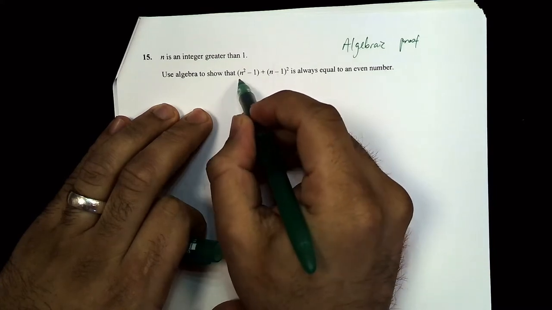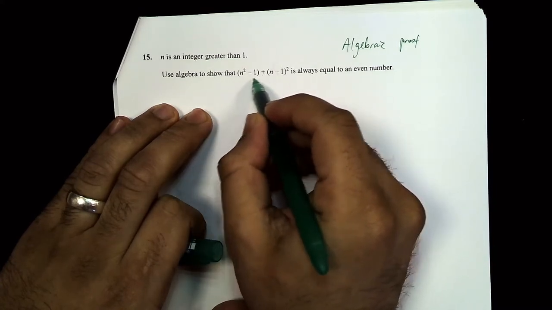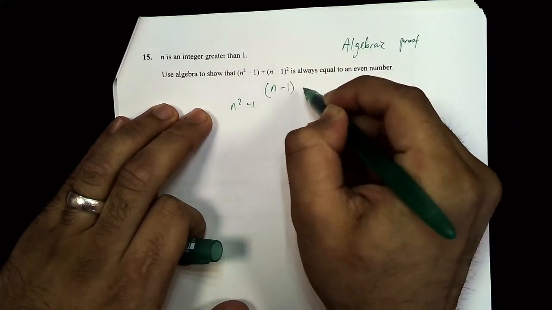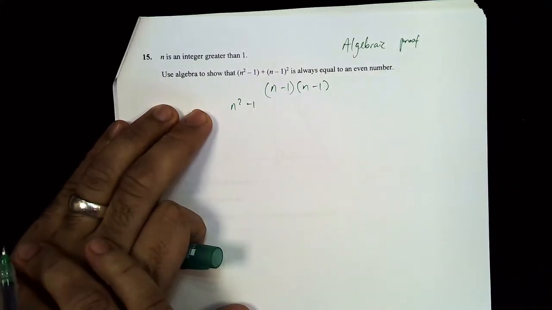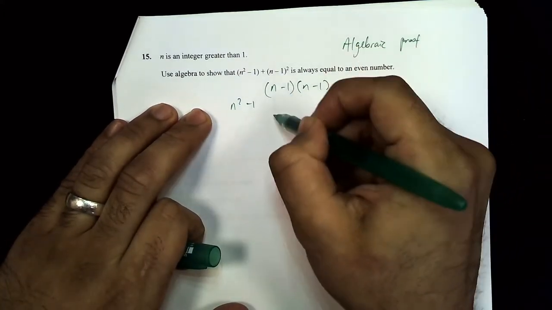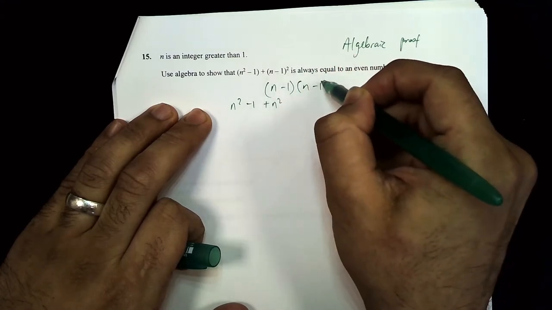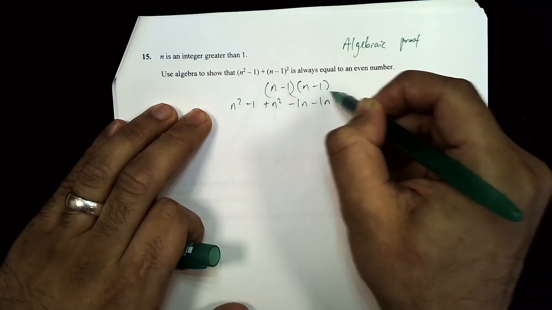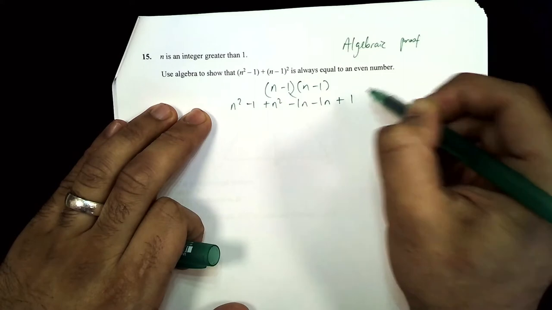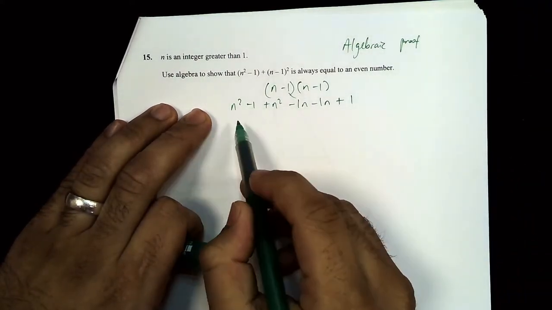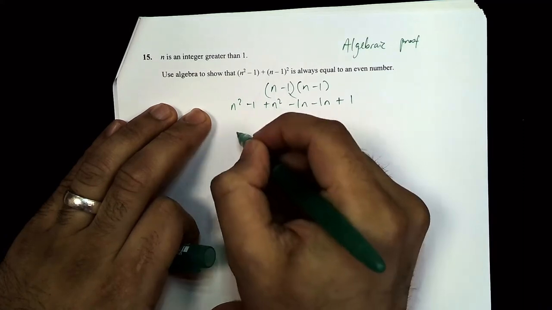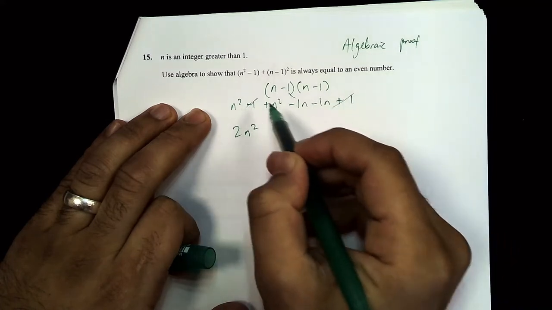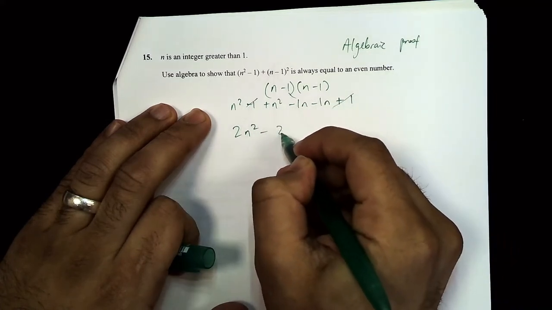work this out. n squared minus 1, well, that is already as it is, n squared minus 1. Now, n minus 1 squared, that is this. When you square a bracket, you're multiplying the bracket by itself. So n times n, that's n squared. n times minus 1, that's minus 1n. Minus 1 times n, that's minus another 1n. And minus 1 times minus 1, that's plus 1. So collect all of this together. You've got n squared plus n squared, that's 2n squared. Minus 1 and plus 1, they cancel each other out. And minus 1n minus another n is minus 2n.